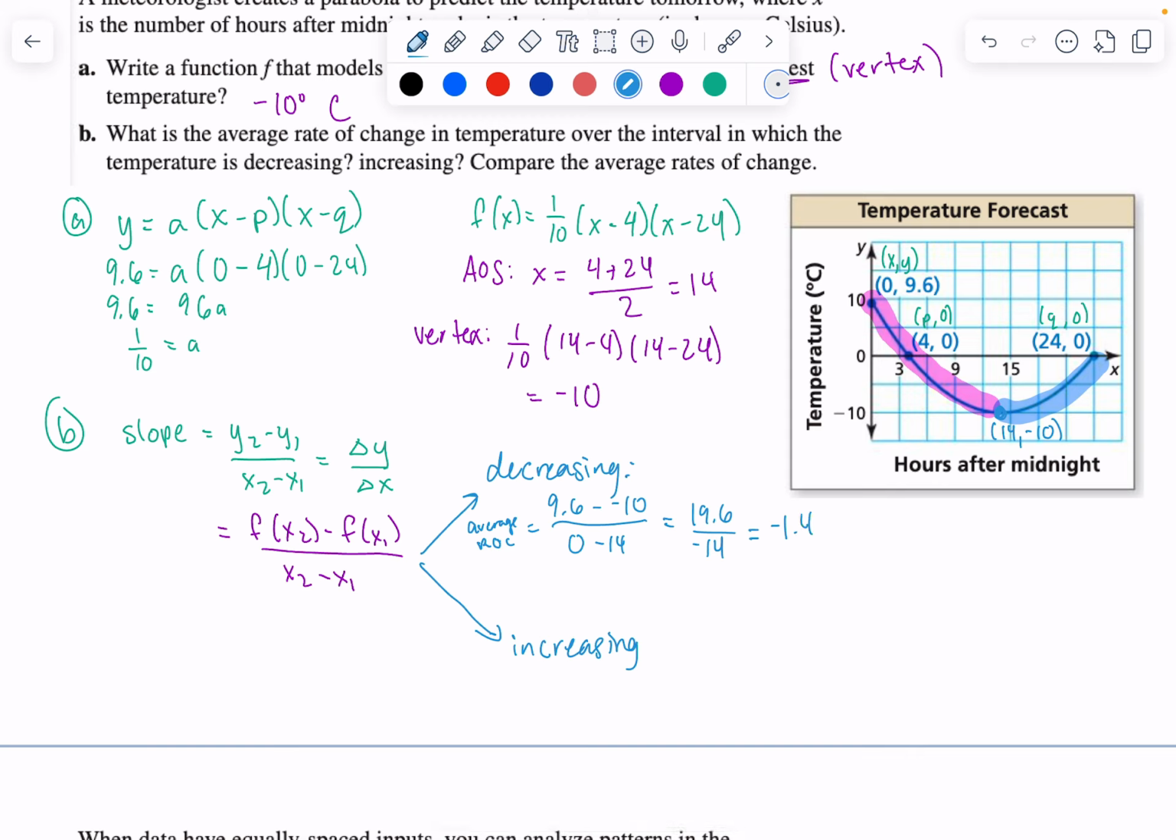And then for increasing, we're going to do the same thing, but use the vertex and the x-intercept. So here the average rate of change. Again, the order doesn't matter too much, so do with it what you like. I am going to do 0 minus a negative 10 over 24 minus 14. So that will be 10 over 10, which is just 1.